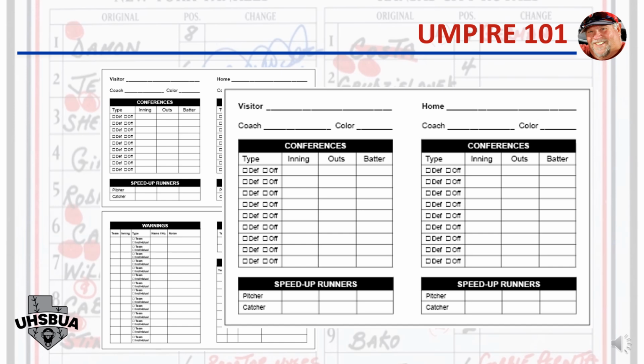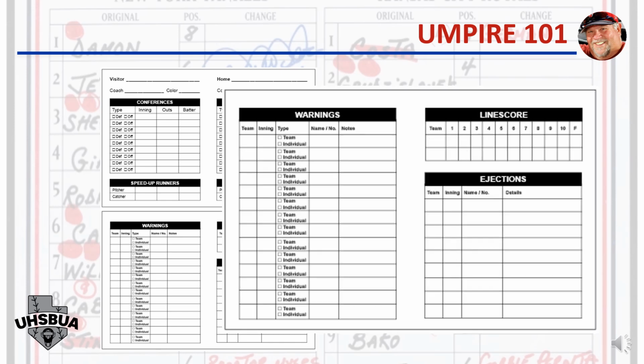The other side of the card provides a place for the plate umpire to keep track of the line score, just in case the scoreboard goes out, and a place to record warnings and ejections, if necessary.